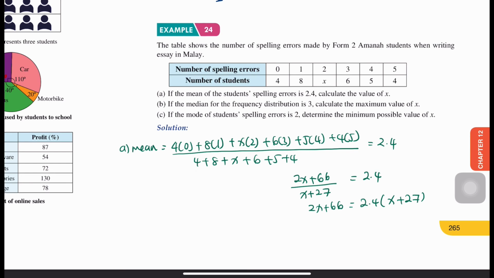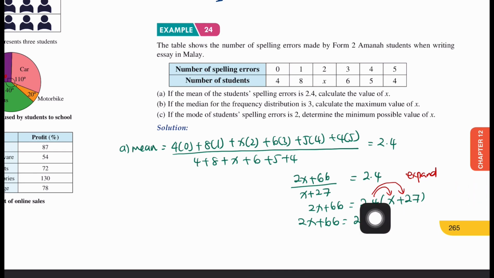Okay, next. Apa kita nak buat? Dah belajar kan dalam algebra. Kita kena expand. We need to expand. Okay, so expand. So we will get 2x plus 66 equals to 2.4x plus 2.4 times 27 is 64.8. Okay.